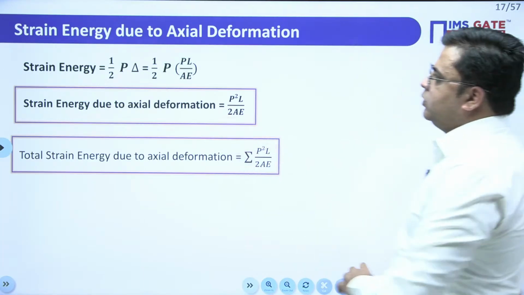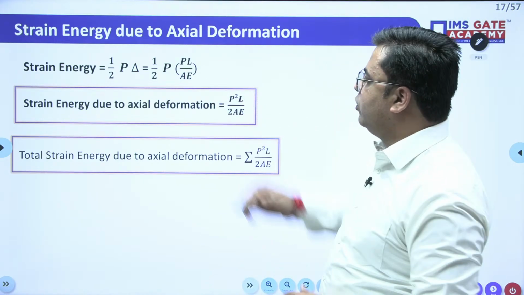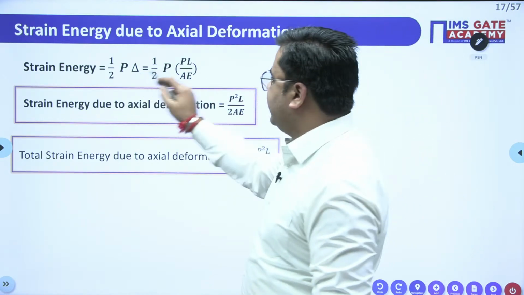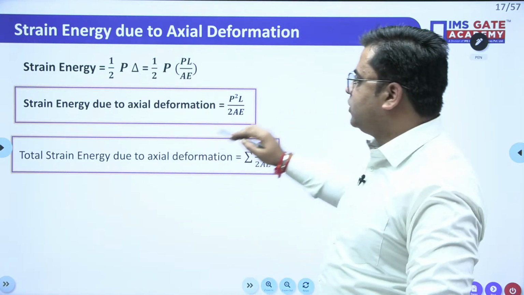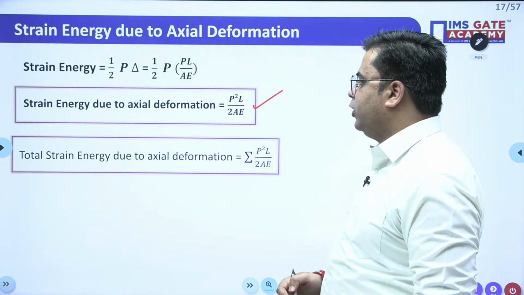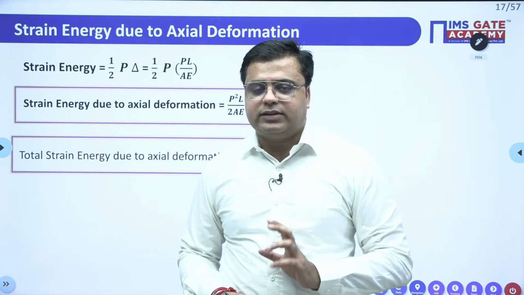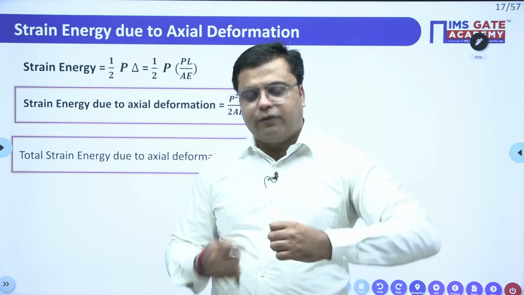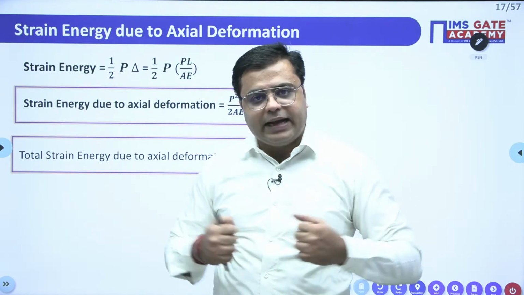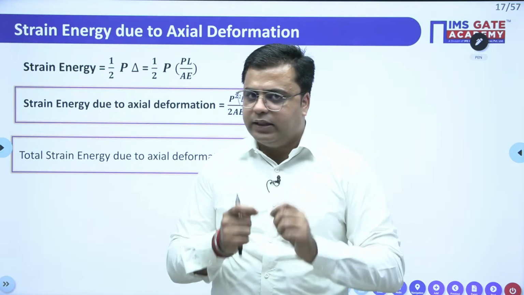Next, the strain energy due to axial deformation is half P into delta. This delta can be written as PL upon AE. So the strain energy due to axial deformations comes out to be P square L upon 2 AE. When we analyzed these trusses, the forces present in the members are the axial forces. No bending moment and no shear stress is present in the trusses, correct?